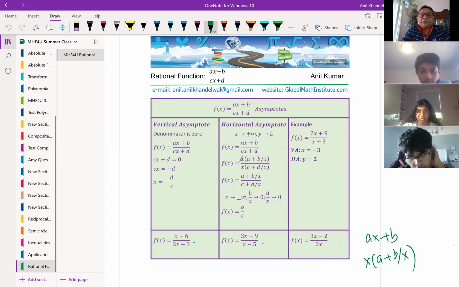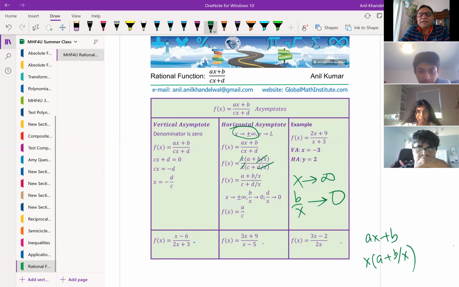Now x and x cancel, you're left with a plus b over x divided by c plus d over x. Now the question is, x approaches a large value. If x is approaching an infinitely large value, then what will happen to b over x? Akshay, what will happen to b over x when x is very large? It will approach 0, sir. So these two terms approach 0. So we get the ratio a over c, correct? So the asymptote value is a over c, correct?